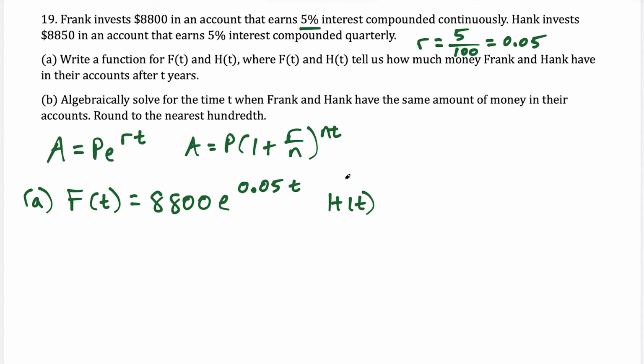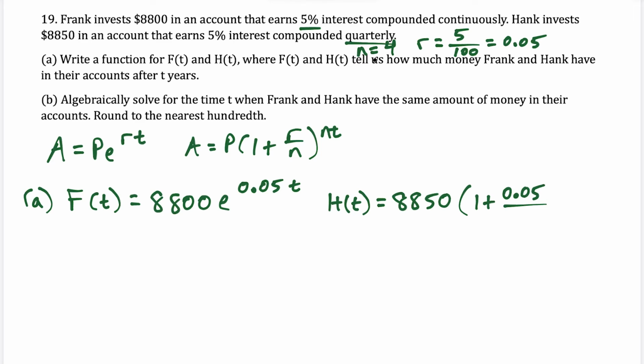And then for Hank's function, we'll call that h of t. We're using this second formula here. Okay, I'll just make that a little bit neater. So we have h of t equals, capital P is 8,850. So Hank is starting off with more money. And we have 1 plus, the interest rate is 0.05. And we are dividing by, well, let's see, n represents the number of times the account compounds per year. So if it's compounding quarterly, that means 4 times per year. That's n equals 4. Just think there's 4 quarters to a dollar, okay? But a quarter just means breaking it into fourths.